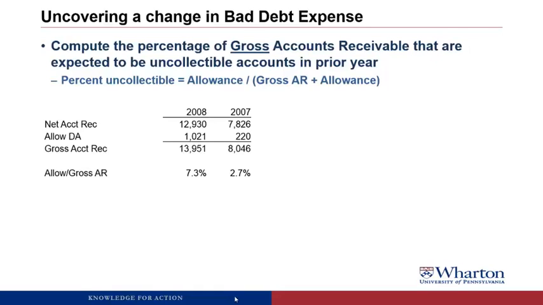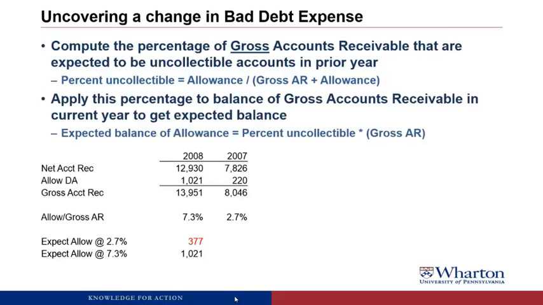What percent of those do we expect not to collect? 7.3% or 1,021. Now what we're going to do is apply the percentage from the prior year, 2.7%, to the current year balance in gross accounts receivable to get the expected balance. So this calculation basically says, let's say that TK did not increase their percent from 2.7 to 7.3, but instead kept it at 2.7. If they had, their allowance would be 2.7% of 13,951 or 377. So that's the expected allowance if they kept last year's rate.